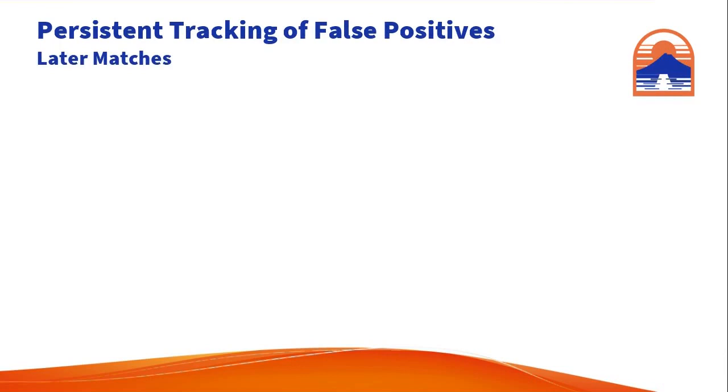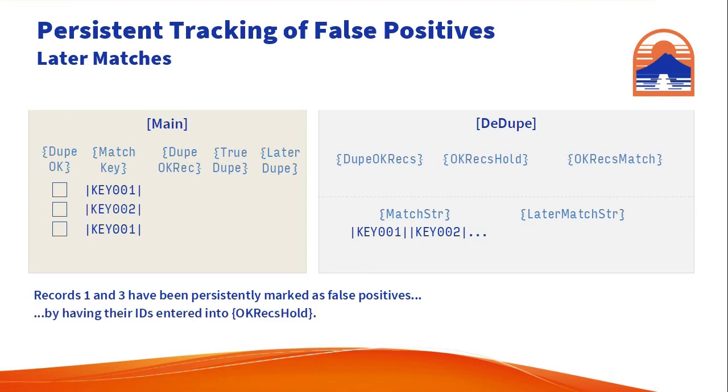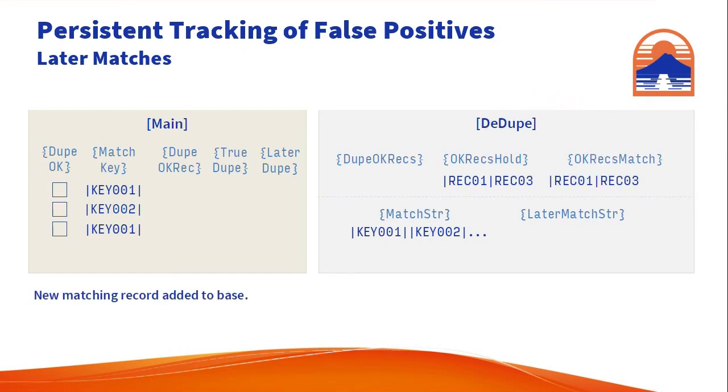Here's how duplicate detection works in conjunction with persistent suppression of alerts from false positives. Although records 1 and 3 have matching keys, they were determined to represent a false positive, and their alerts have been suppressed by entering their record IDs into OK recs hold. When a third matching record is added to the table, it is identified and flagged as a dup.